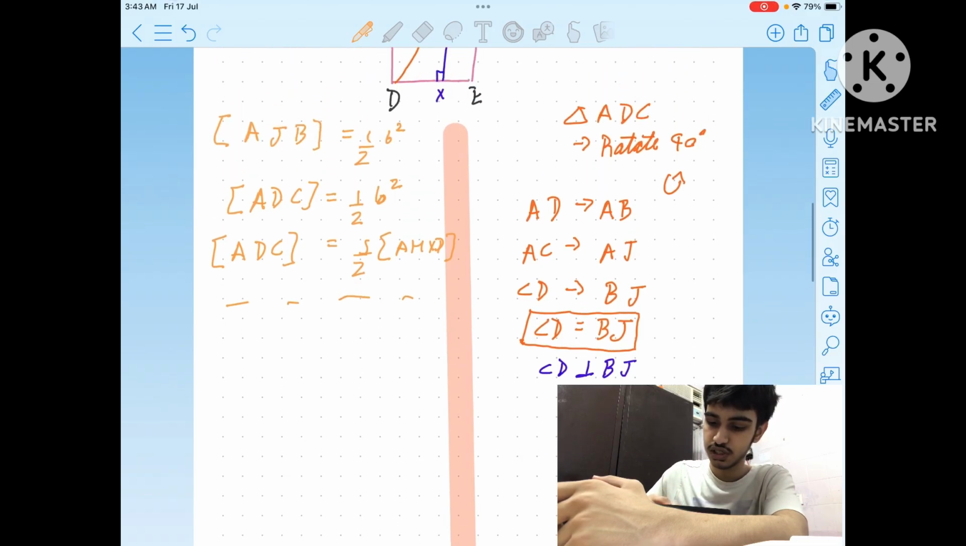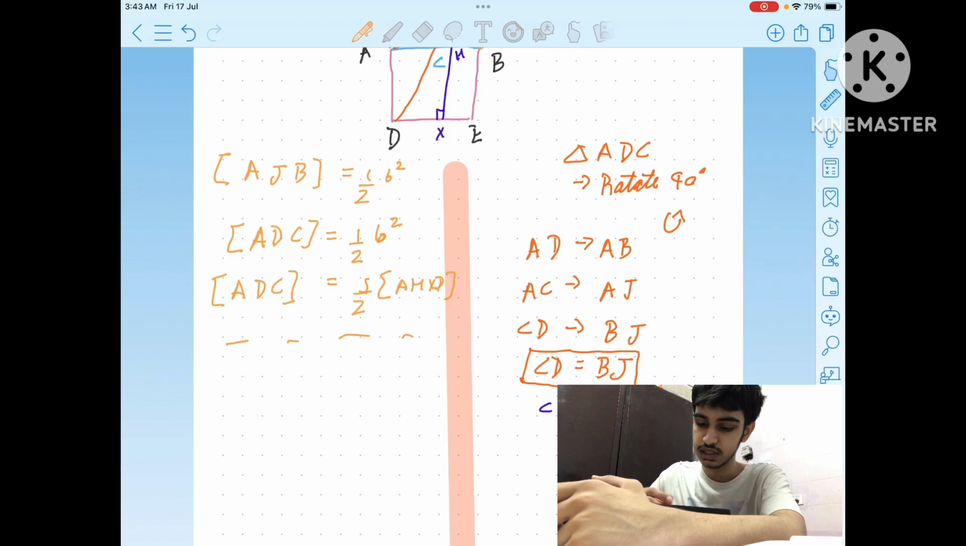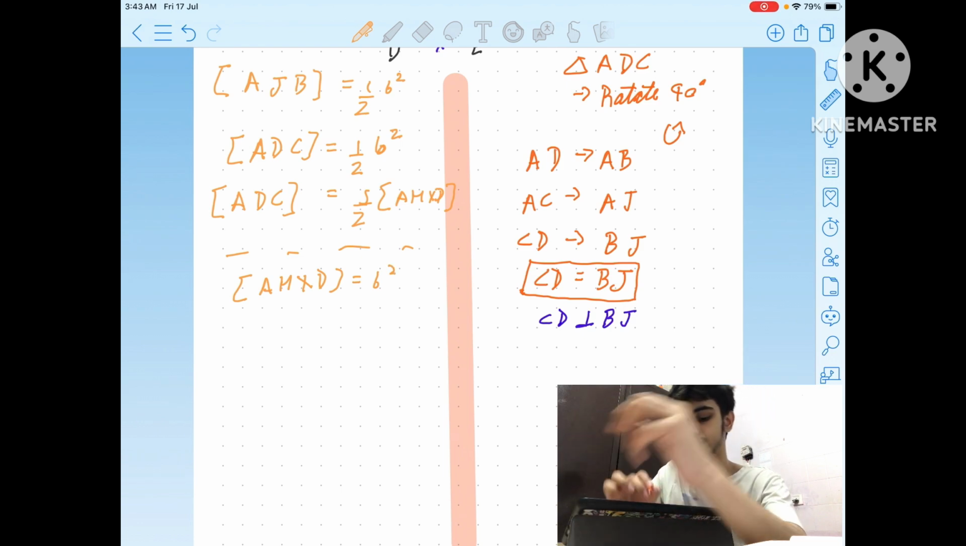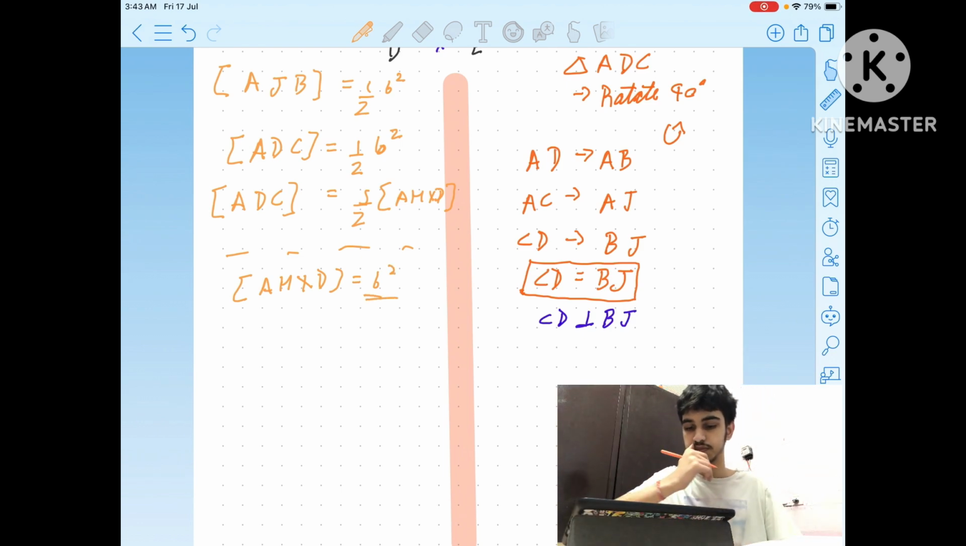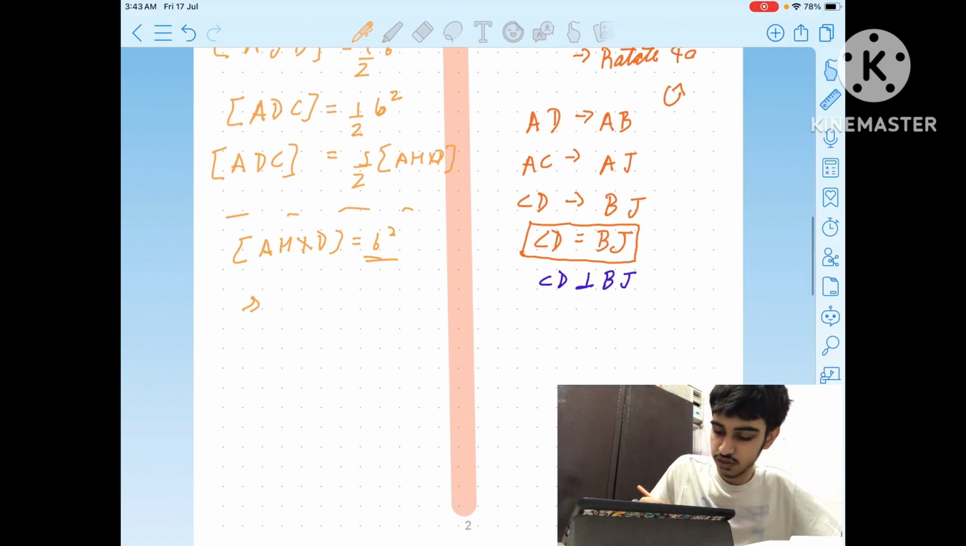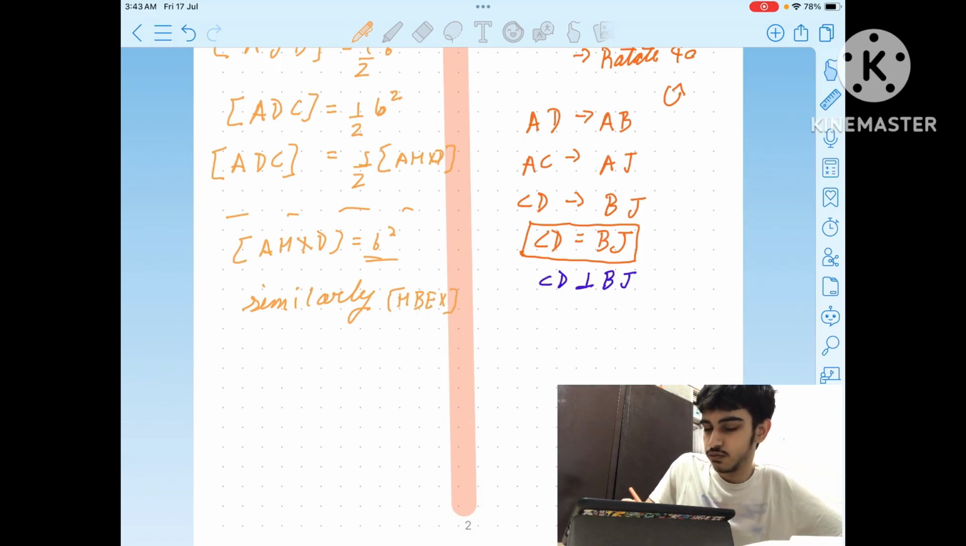So if we add the triangles ADC and ABC, we will get nothing else but the area of the square AHXB, which is nothing else than B square. We have come to this conclusion. And if we do the same for the square HXEB, we would be able to find the area of A square.